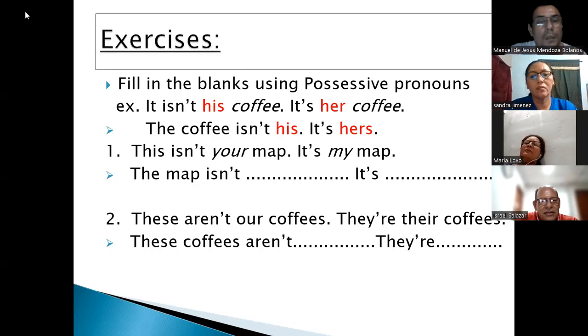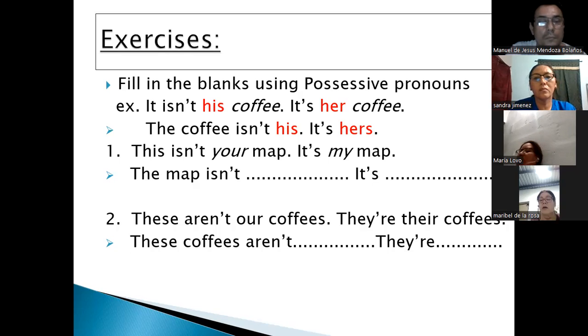Nice. The map is your. Is your. Podría ser después. ¿Cómo sería? It's mine. It's mine. Exactly. ¿Ya vieron por qué es it's mine? Usemos el como ejemplo. Si yo digo this is your map, yes, este es tu mapa. Right. Correcto. El mapa es correcto. This is my map. It's mine. All right. ¿Cómo queda segundo?